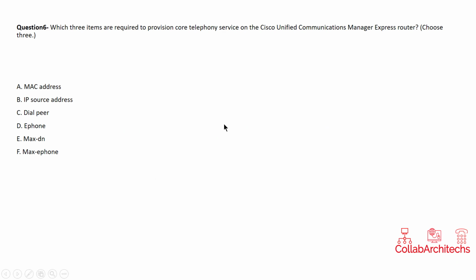Thank you. Now let's see what this Cisco collaboration question is asking about. Which three items are required to provision core telephony services on the Cisco Unified Communication Manager Express router? Choose 3. Option 1 is MAC address, option 2 is IP source address, option C is dial peer, next option is ePhone, next option is Max DN, next is Max ePhone.